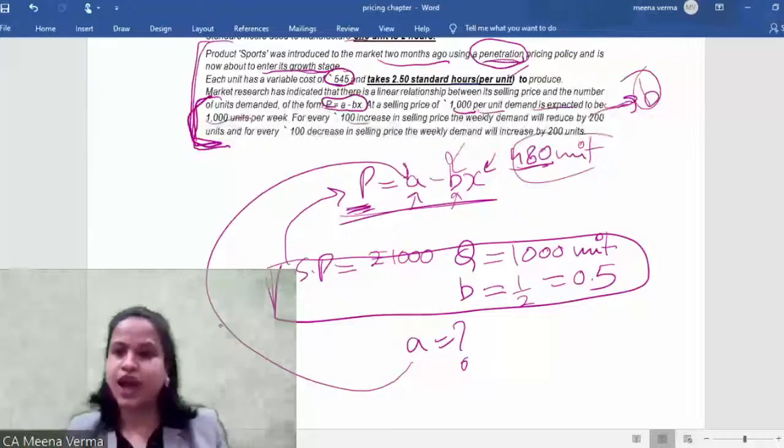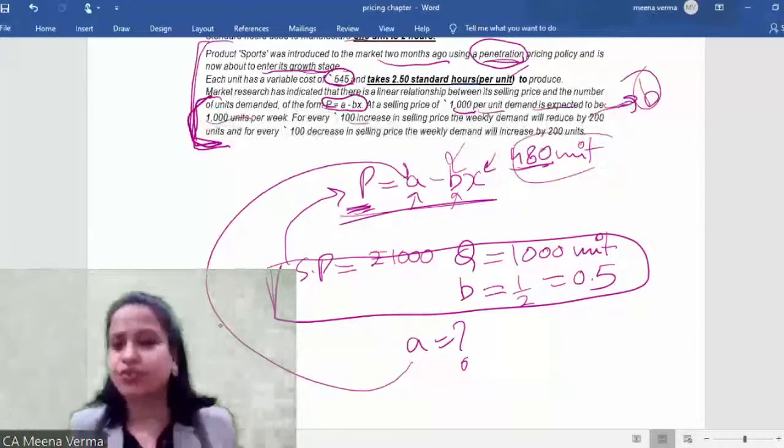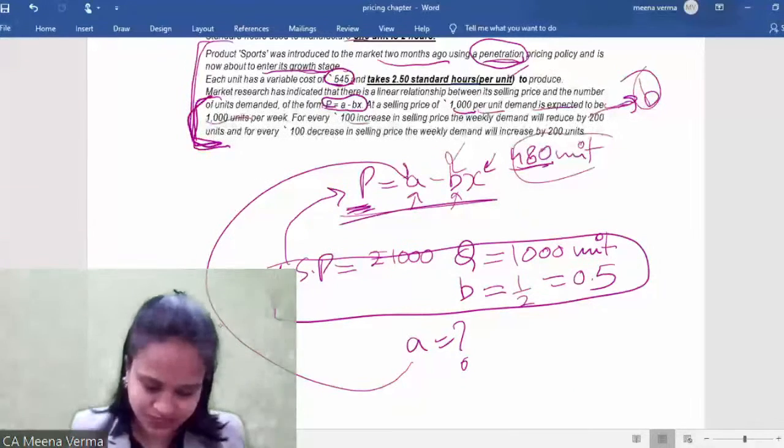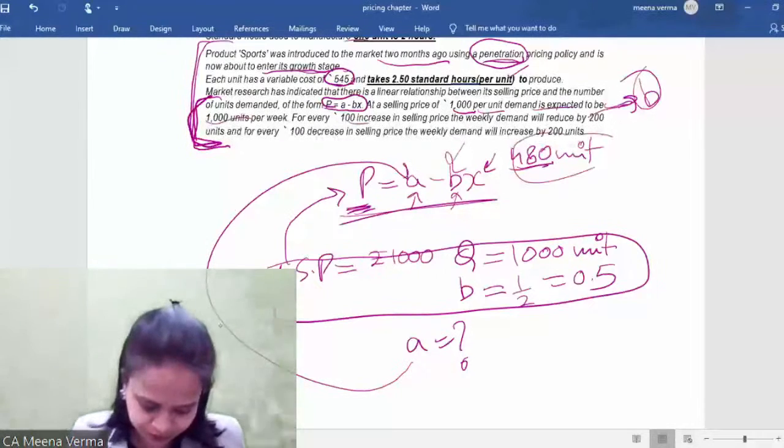Solve it on your own. I will not solve it for you. I want all of you to do this on your own. Okay, I've just helped you. Now I am expecting you to solve this.